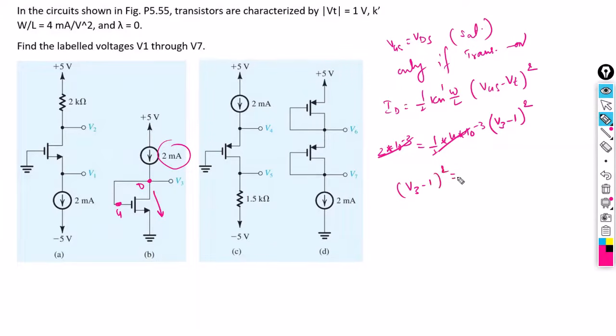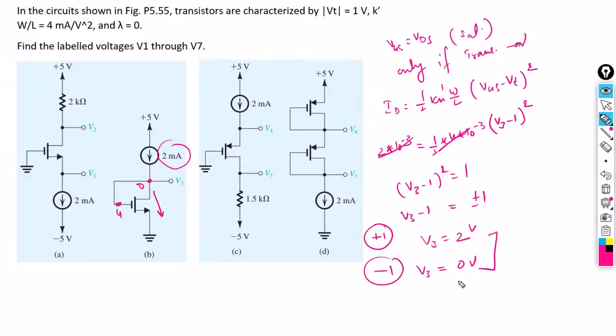(V3 − 1)² equals 1. So V3 − 1 equals plus or minus 1. When you take the plus sign, V3 will be equal to 2 volt. But when you take the minus sign, V3 will be equal to 0 volt. So out of these two values, we have to select one value. This 0 cannot be possible, because if you select 0 here, then VGS will be 0 and the transistor will go to cutoff condition. So we will select V3 as 2 volt. So the answer for V3 will be 2 volt.